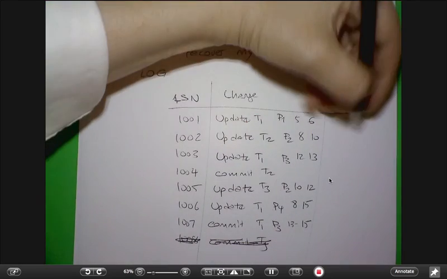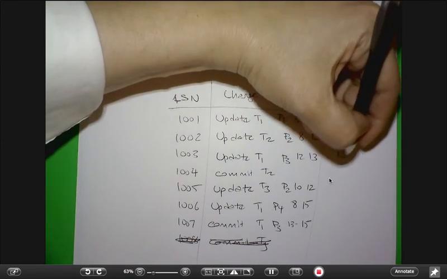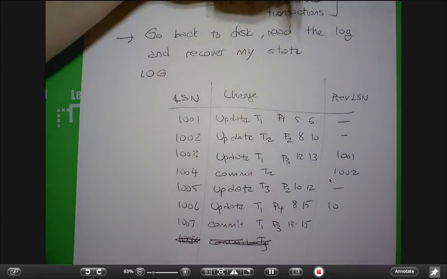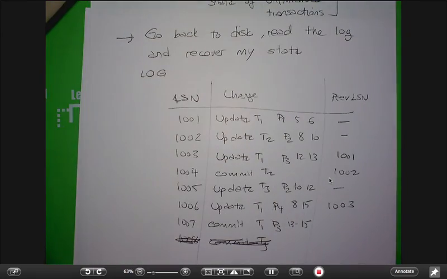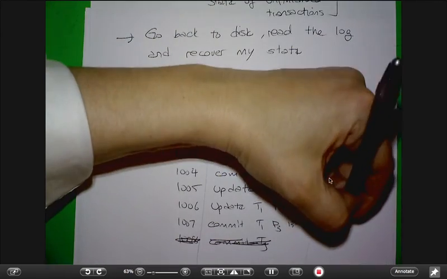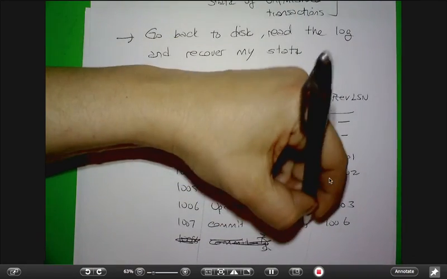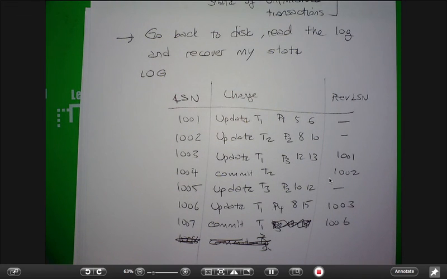Then T1 changed page 3 again, from 13 to 15. Okay, now we can put the previous LSN for these. So this is 1001, this is 1002, this is nothing, this is 1003, and this is 1006. All right, this actually makes no sense. This is a commit record. Okay. So this is what I found in the log. It tells me that this is what I've written to the log so far.